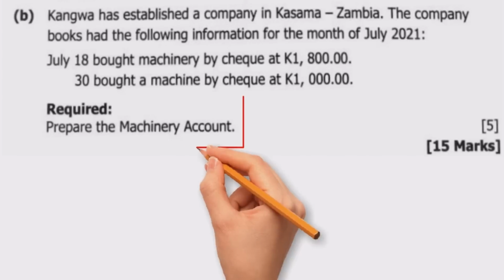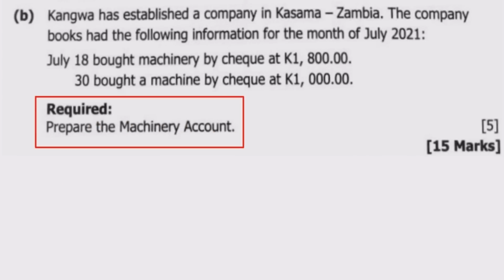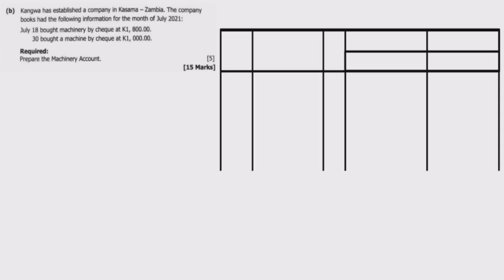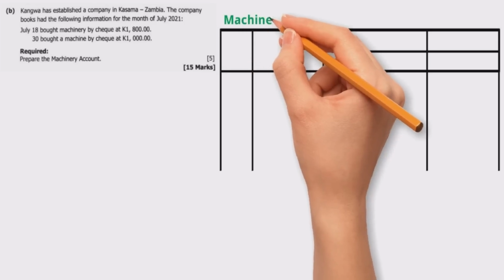Now, what are we required to prepare? We are required to prepare the machinery account. So here down where it's written required, we are required to prepare the machinery account. Okay, so let's go and prepare the machinery account. First let's come up with this frame. This is the frame we're going to use for drawing up machinery account. So first, before I do anything, let me give it the title.